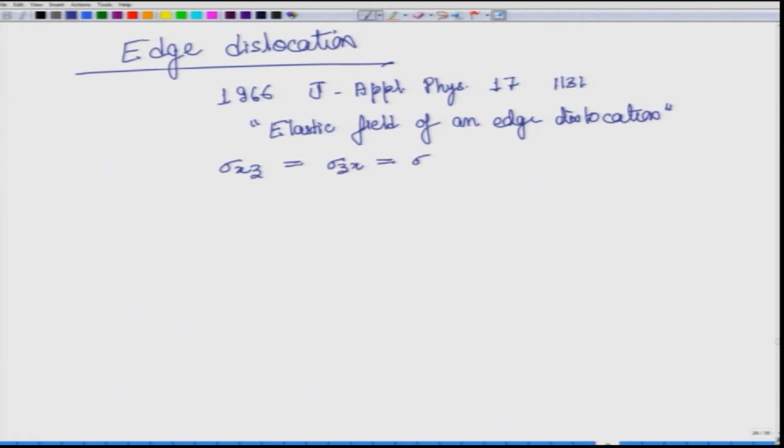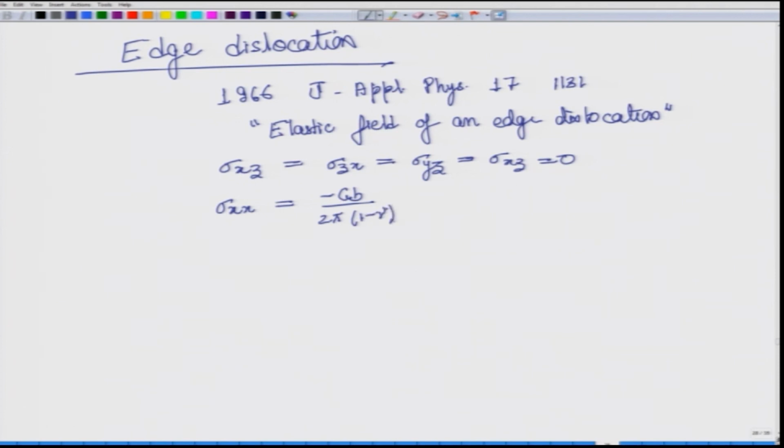So, these are the components they have found to be 0. A lot of these shear stress components in the edge dislocation are 0, and what is not 0 are these. One of them is sigma xx, the normal stress along the x direction, and this has been derived to be.